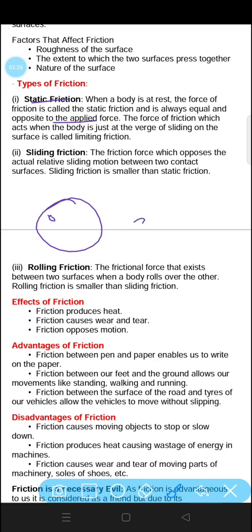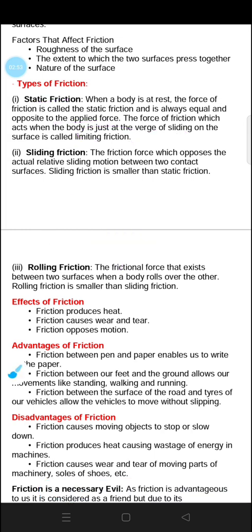That means if a body is at rest and a force is applied to move that body and the body is not moving, in that case we can see that it has static friction, because an equal and opposite force is applied on it and the body will not move. The force of friction which acts on the body just at the verge of sliding on the surface is called limiting friction. This is also called limiting friction.